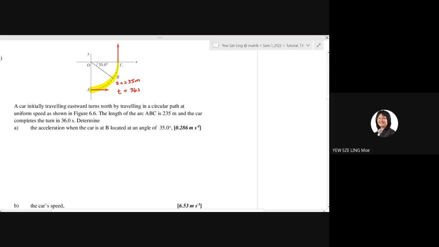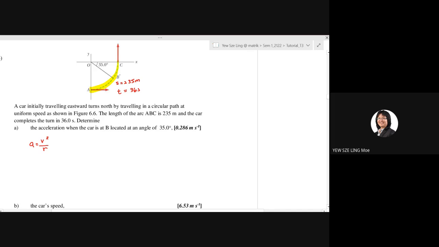So how are we going to solve question 8? The acceleration when the car is at B, which is located at an angle of 35 degrees. First of all, if you want to calculate acceleration, it doesn't matter which equation you use, you are going to need R. So let's say a equals v squared over R. We don't have R, but we can calculate it using the information given here. You look at S, you look at t, then try to think how we are going to calculate R.